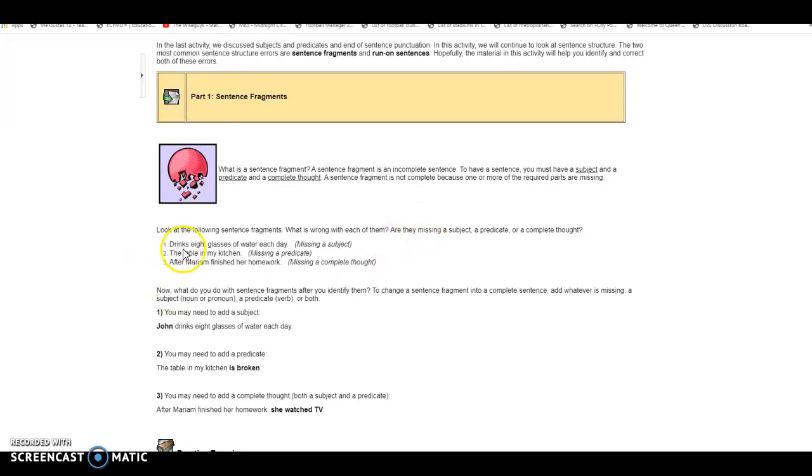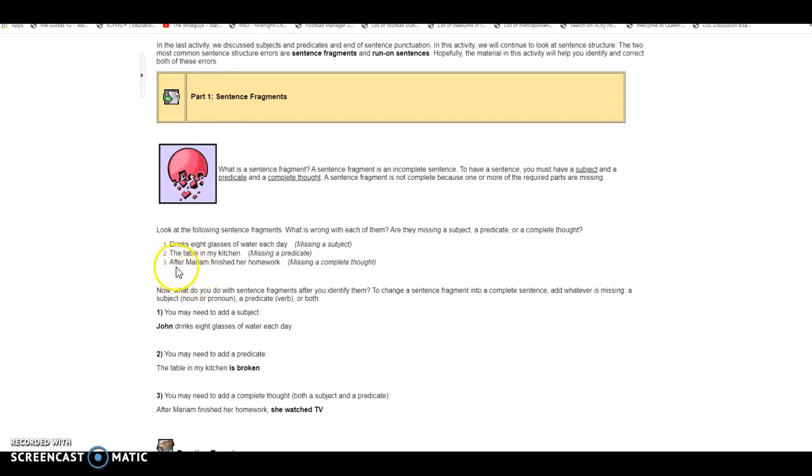And so we have "drinks 8 glasses of water each day." So this sentence has a verb and a complete predicate, but it has no subject. It doesn't say who is doing the drinking. The opposite of that is "the table in my kitchen." So that has a subject. So the table is a subject, but the table isn't doing anything, and therefore it's missing a verb and a predicate.